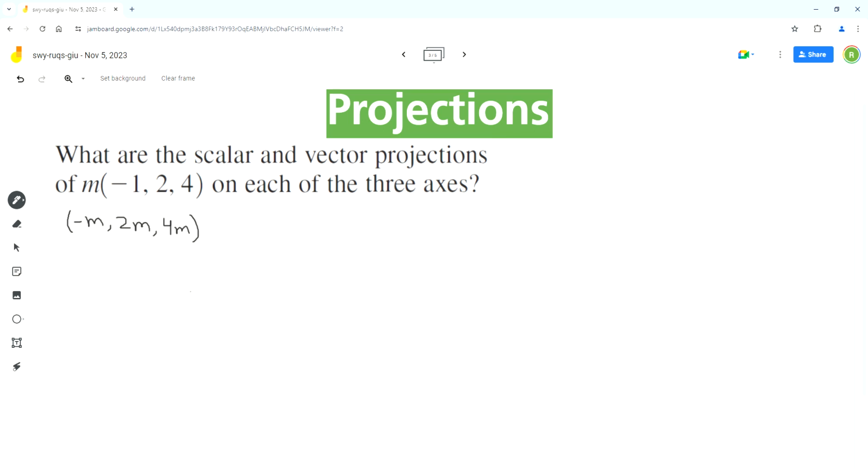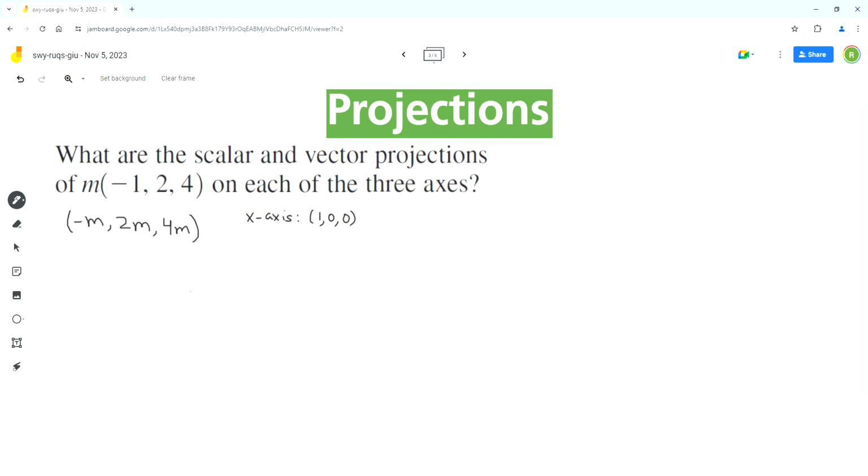So let's start with x-axis. For x-axis, the vector can be the position vector of any point that lies on the x-axis. So we can use the easiest point (1, 0, 0). So the vector for x-axis can be (1, 0, 0). The length of this vector won't matter because the projection value is not dependent on the length of the vector on which the projection is calculated. So there's a very important concept we need to understand and memorize.